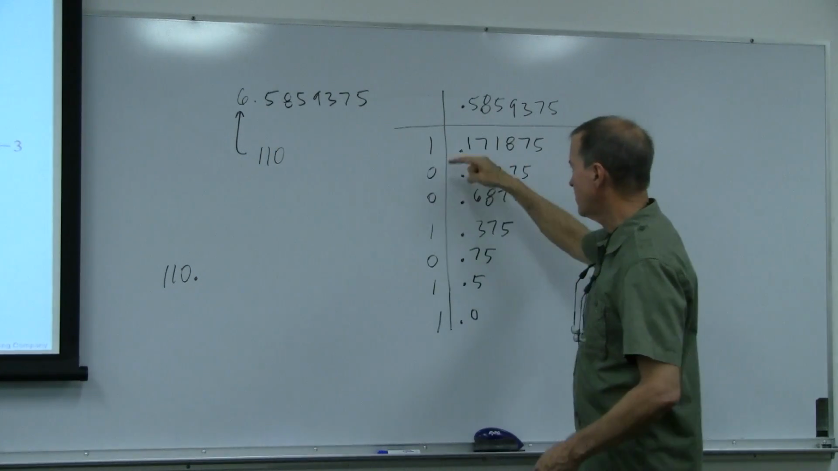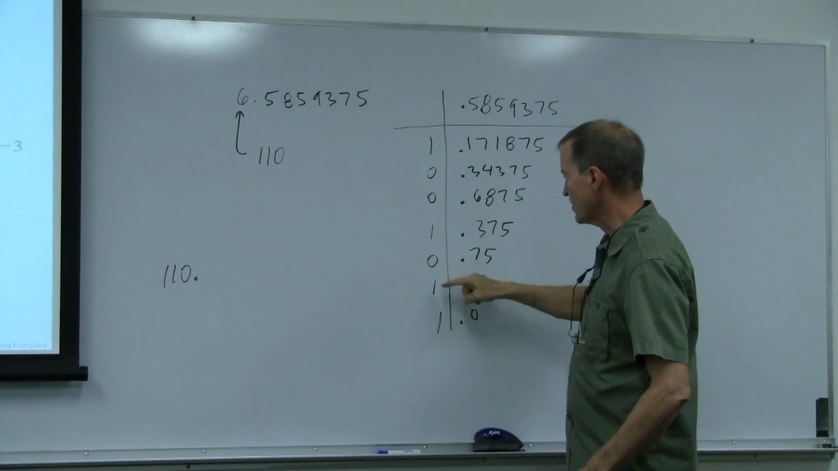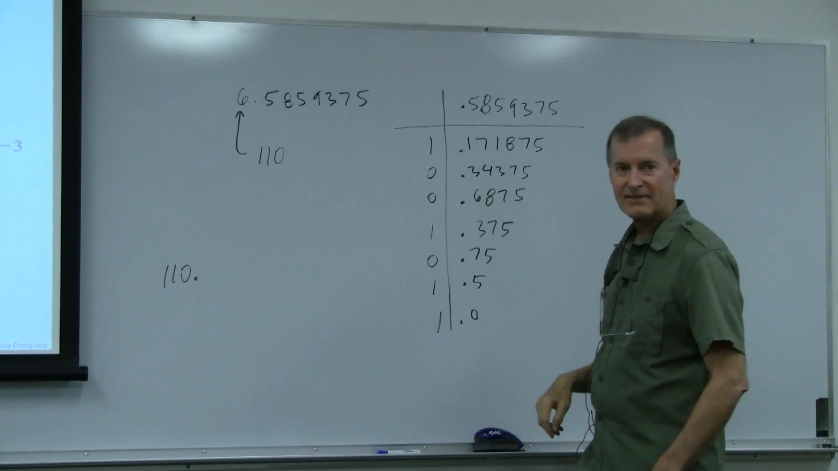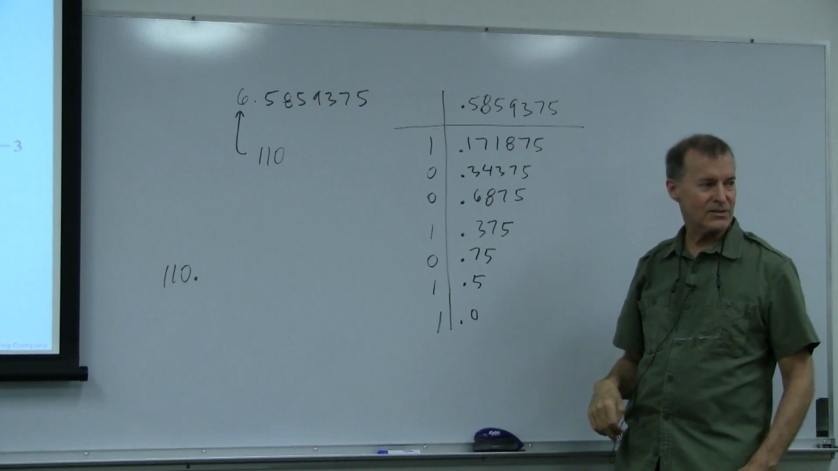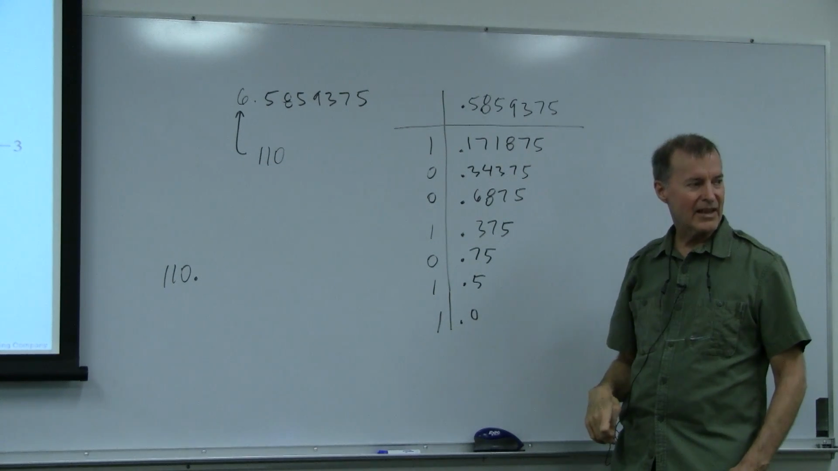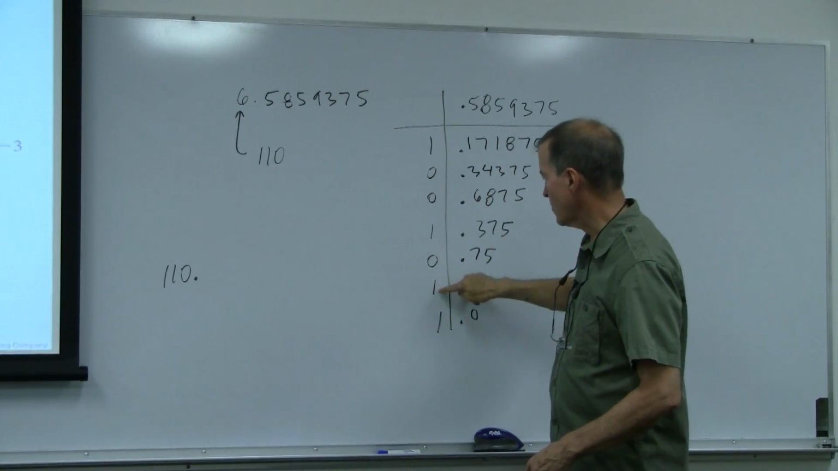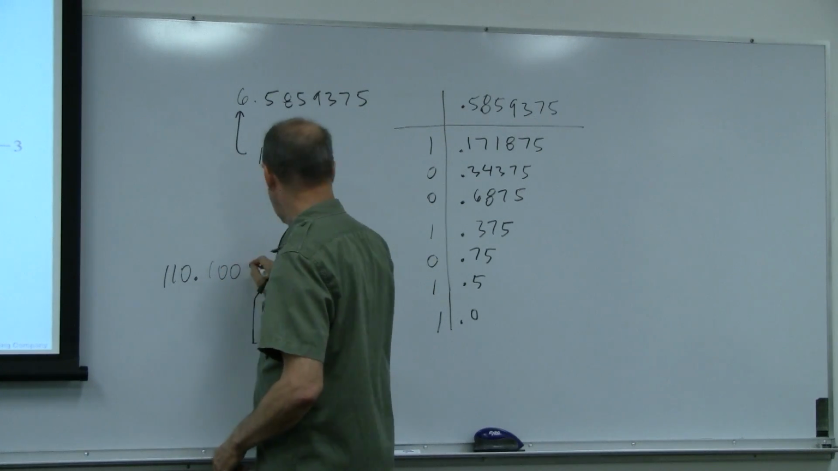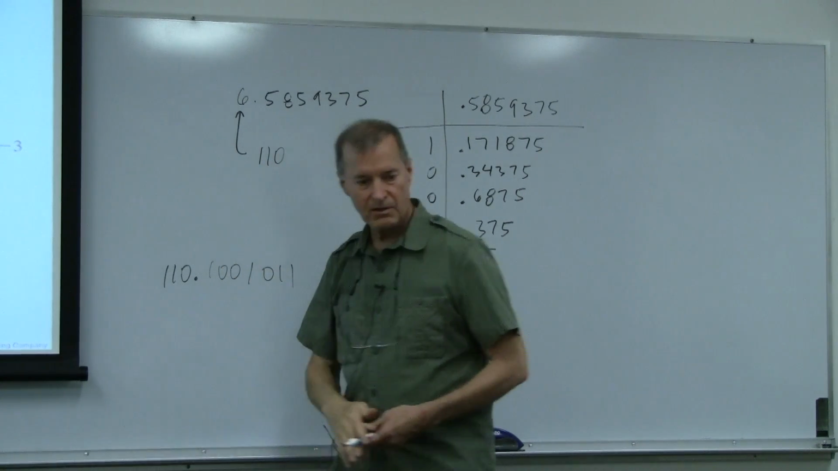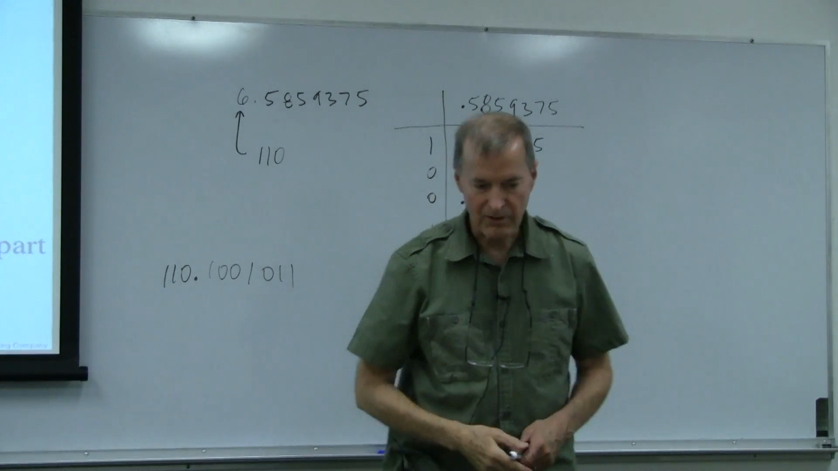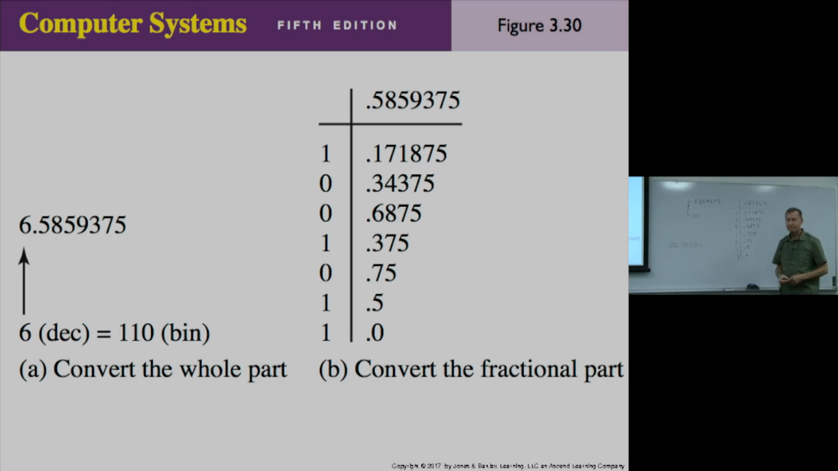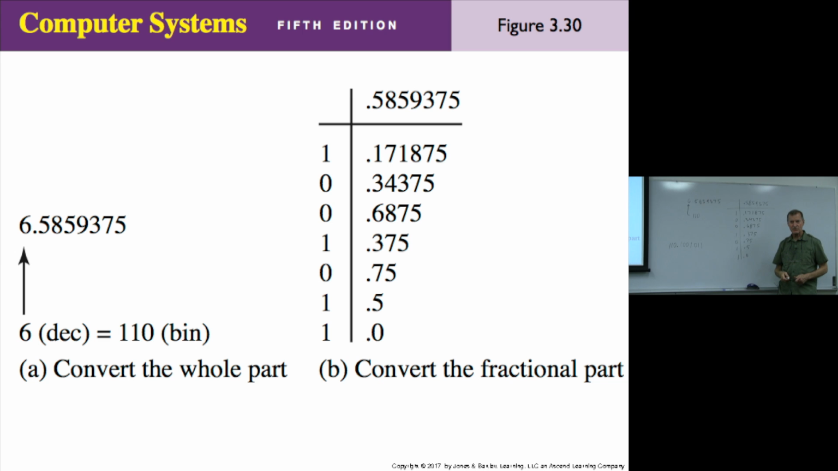Now, is it 1001011 or is it 1101001? Yeah, it is the first, because we have trailing zeros after that don't change the value. So it's 1001011. Right? So that's shown here in figure 3.30. Does everybody see how that works? So that's the first big deal, but it's just what you would expect.